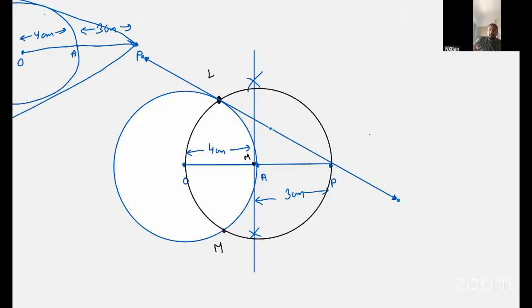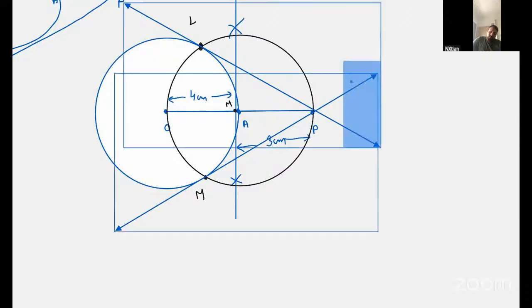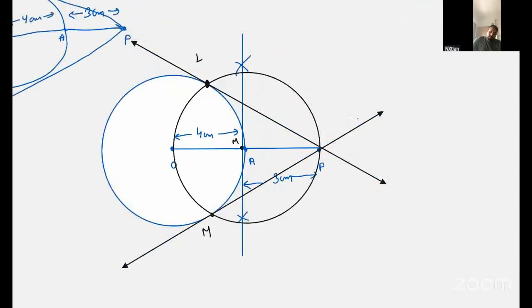Can you see it? Like this? And in the same way, the second tangent will be from M. LP and PM are the required tangents.